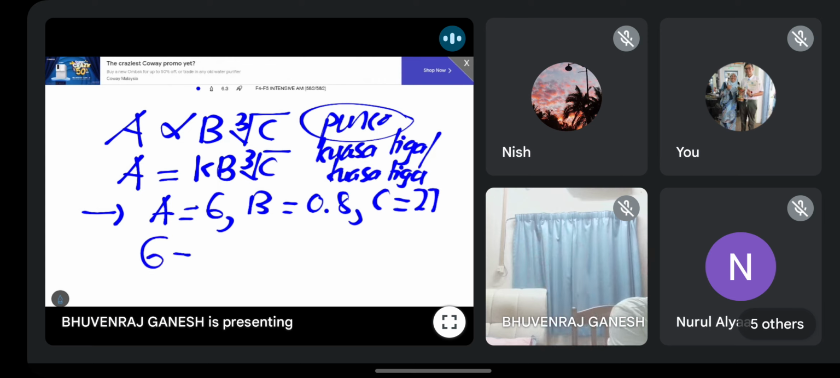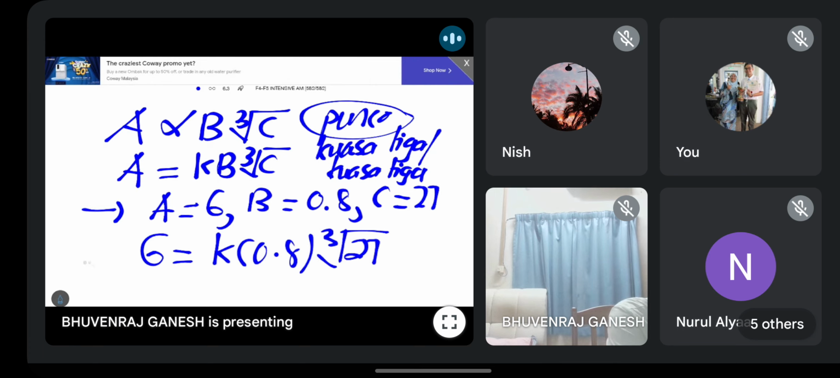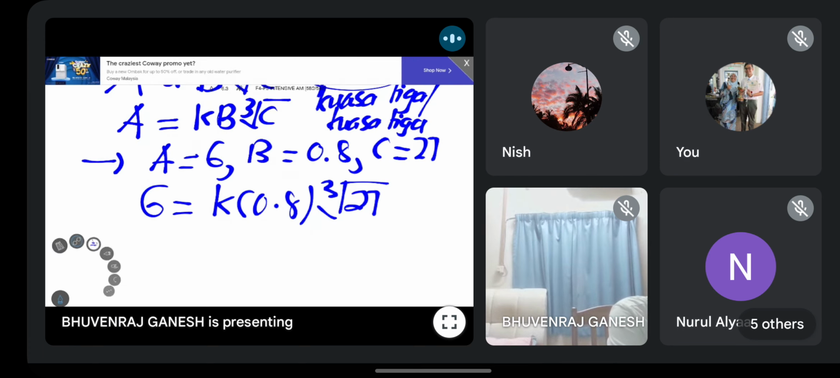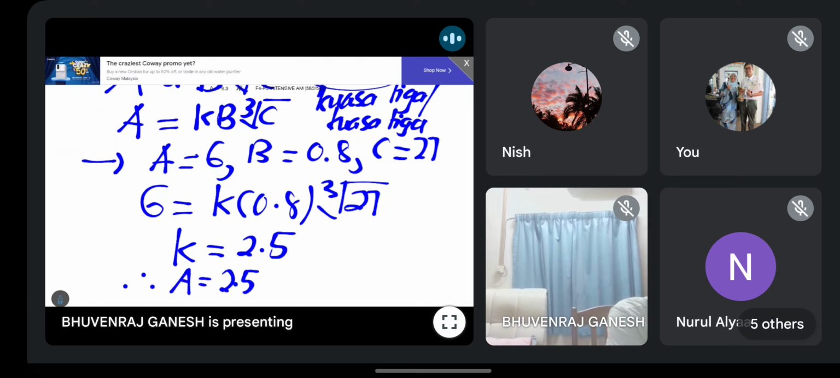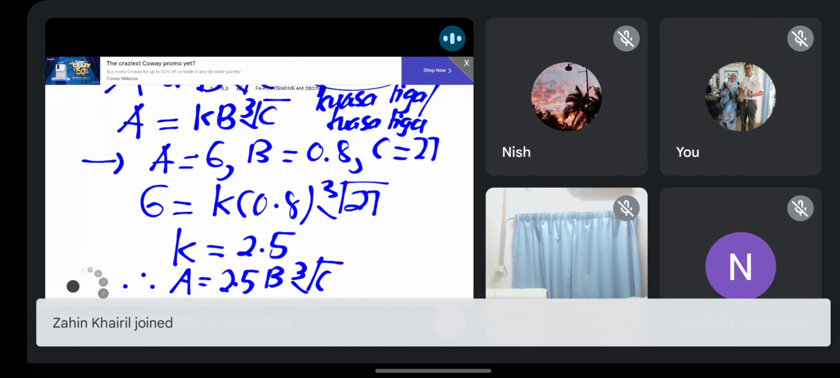Okay? So six equal to K, 0.8, cube root 27. So kalau kamu kira nilai K, you will get 2.5. Tekan calculator. Okay, after you get this, kamu tulis balik persamaan dia dengan nilai K. So you have this one. Okay, sekarang persamaan kamu macam ni. So now guys, now you can solve the question.